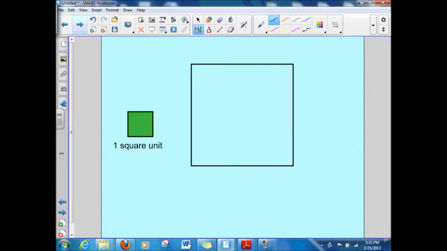On the next slide, we have a square unit. An area is the number of square units needed to cover a surface. Area. Number of square units needed to cover an area, or cover a surface.